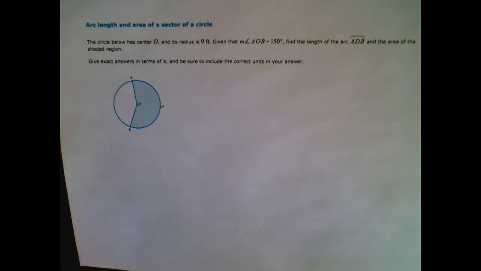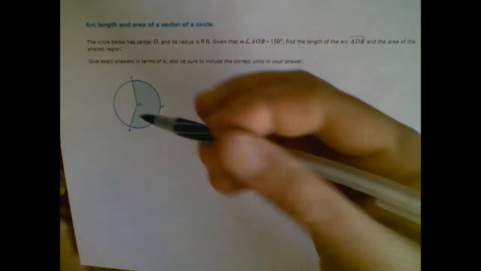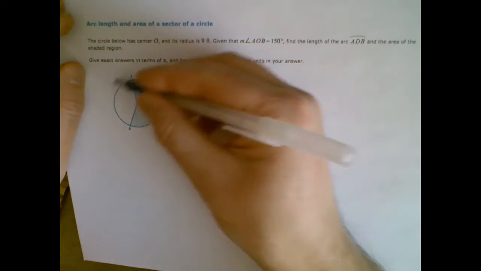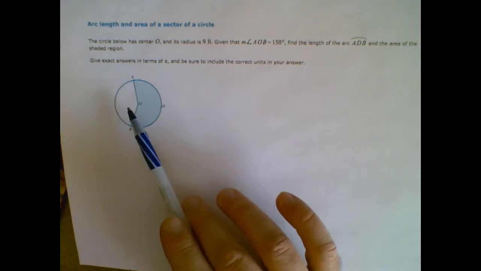Today we're going to be looking at the ALEKS topic, arc length and area of a sector of a circle. So this is very similar to just when we found arc length. The sector, remember, is going to be that piece of the area of a circle. So it's going to be just like we did when we found the arc length. We found the ratio of how much we use to the whole circle. We're going to do that for the circumference for the arc length, and the same thing for the area to find the area of the sector.